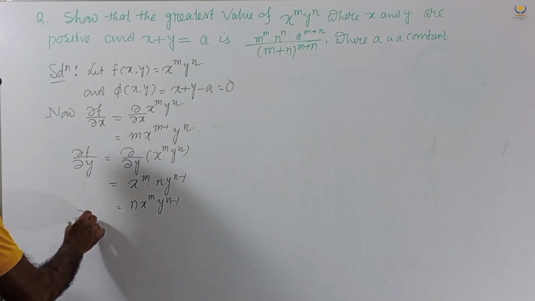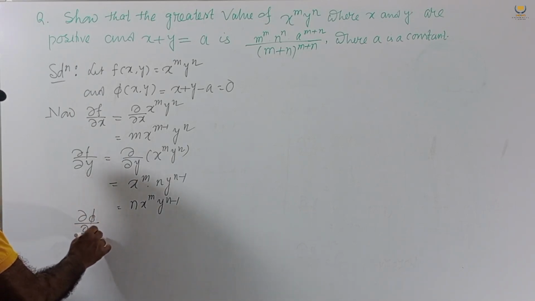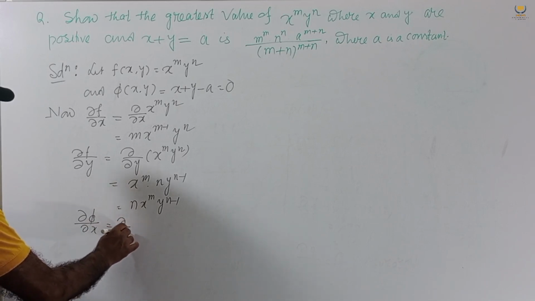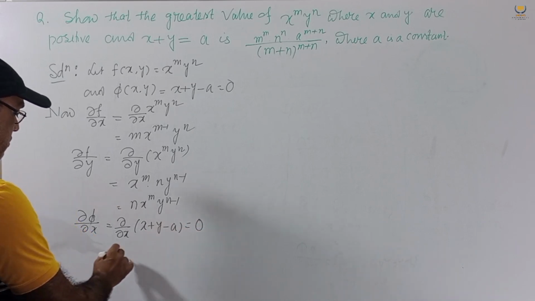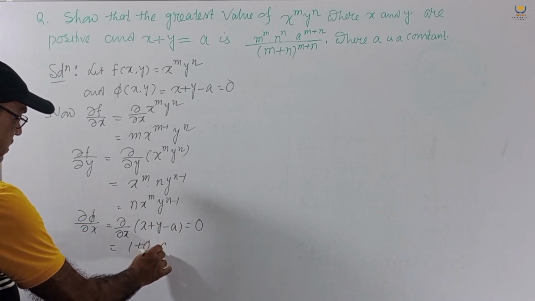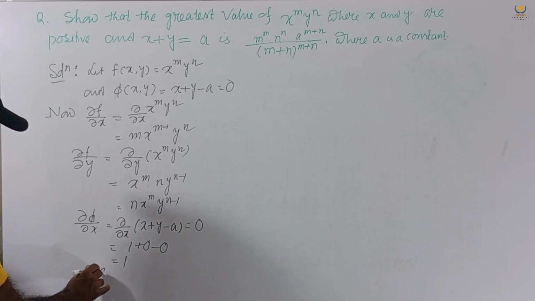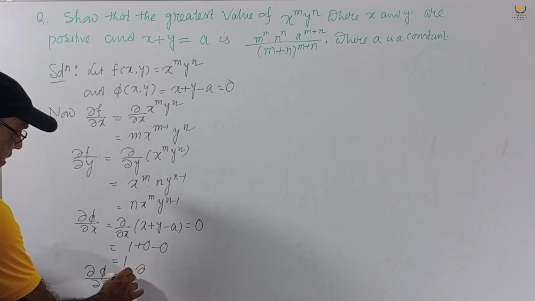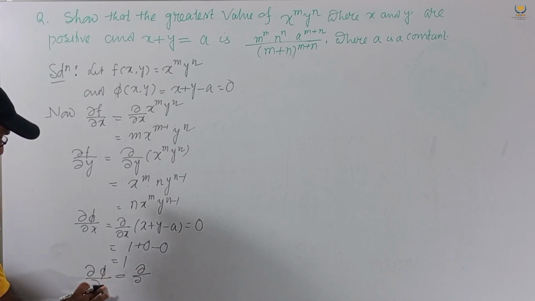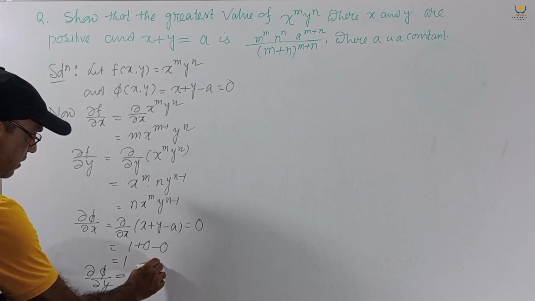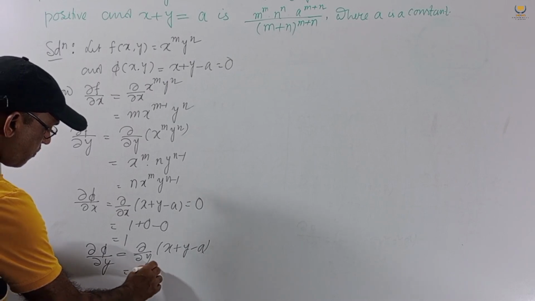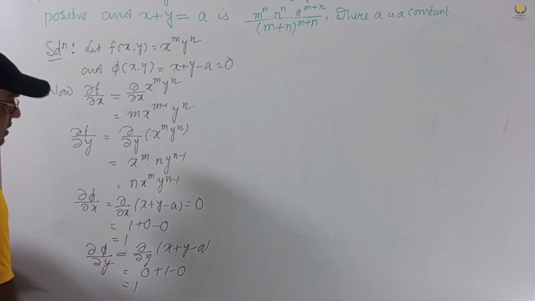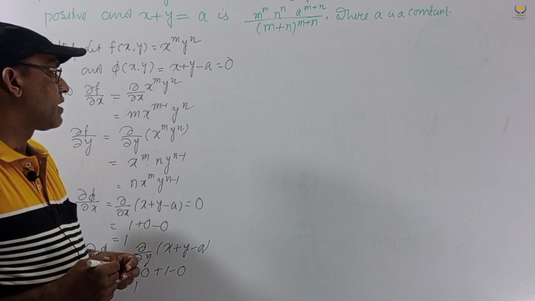Now del phi by del x, del by del x of x plus y minus a equal to 0. This is 1 plus 0 minus 0, this equals 1. Del phi by del y, this is x plus y minus a, 0 plus 1 minus 0, this is 1. We get this one.